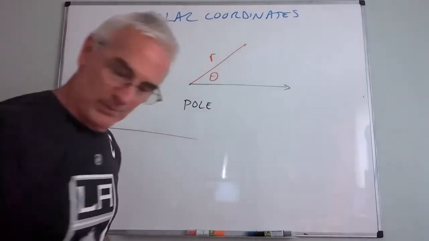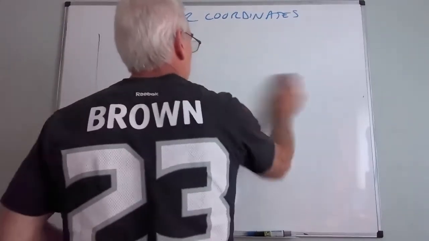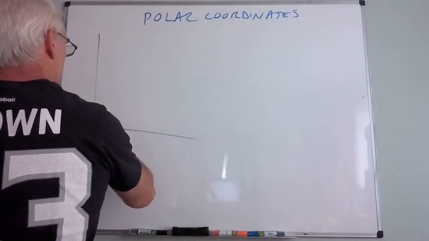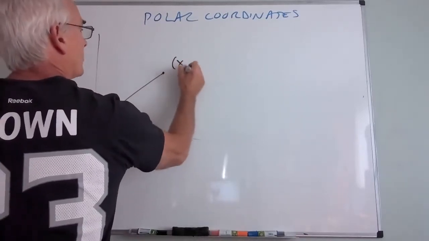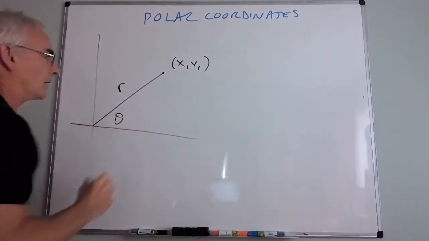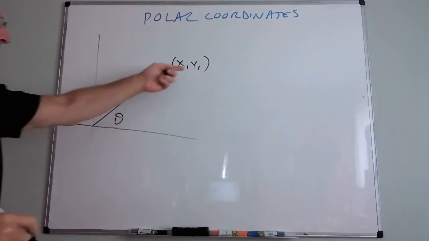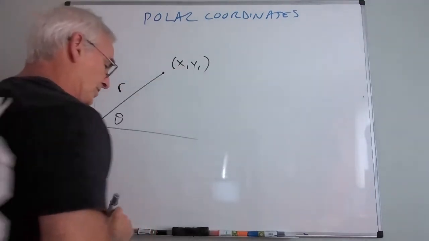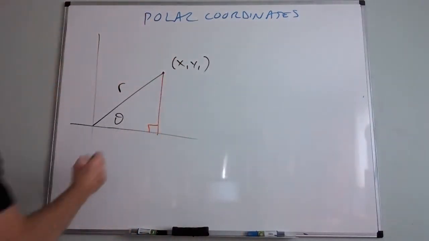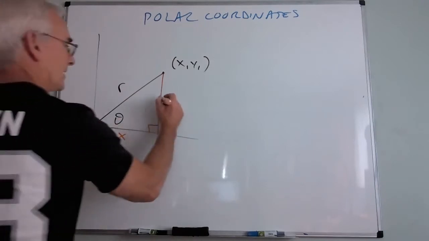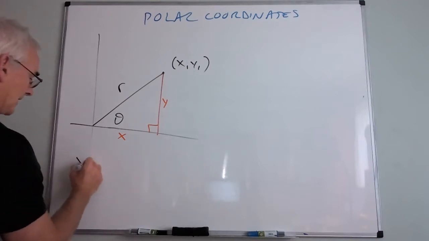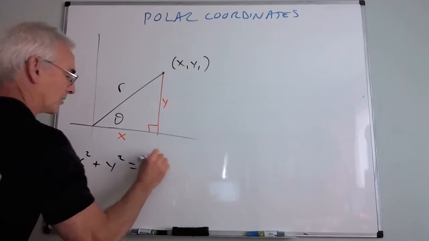So now let's look at an XY plane. And in the XY plane, if I have a point, now let's call that point x comma y. I can still measure this distance here, and I can still measure that angle there. But now what we want to do is relate r and theta to x and y. So the first thing we always do, let's make a right triangle. That would mean that that length right there is x, that length right there is y. So right off the bat, do you all agree that x squared plus y squared is equal to r squared?